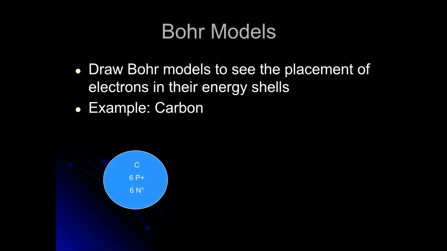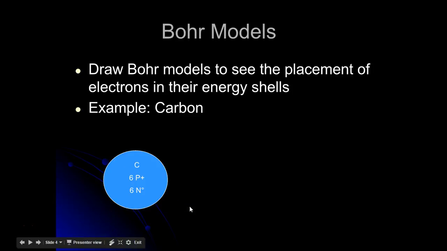So Bohr models, Niels Bohr, one of the people we studied in the history of the atom, his design helps us understand the placement of electrons in their energy shells. To draw a Bohr model, you first start with the kernel in the middle, the nucleus. In the nucleus, you would draw the symbol for the element, such as C for carbon. Then using your periodic table, you figure out how many protons and how many neutrons carbon has. In this case, it has 6 of each.